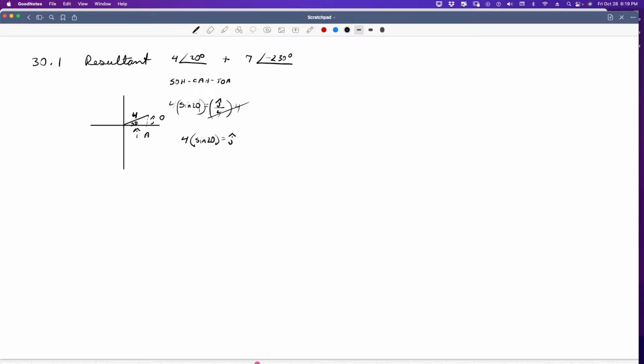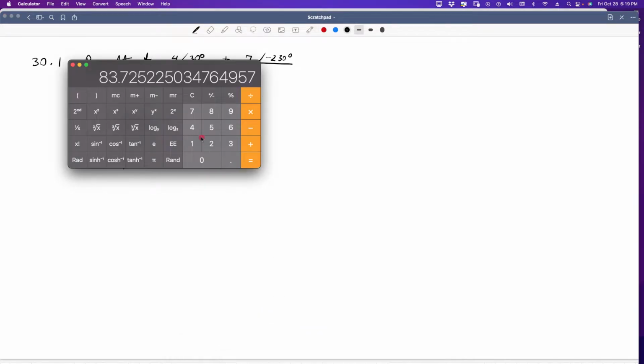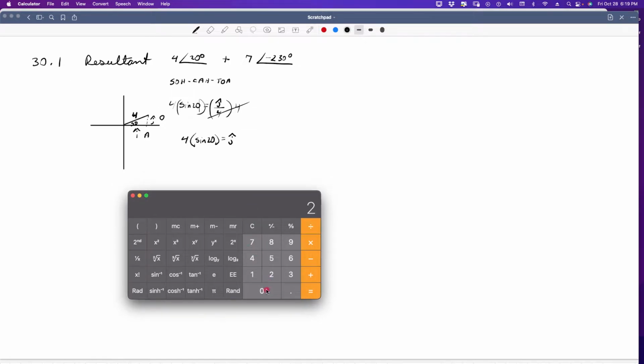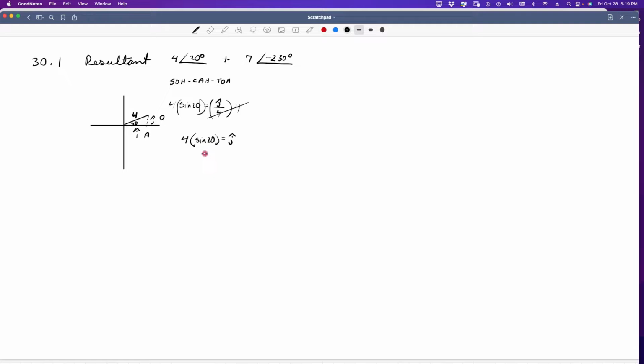So I just pull up my calculator and we do the 20 sine times 4, and that is 1.368, which rounds to 1.37. So 1.37 is our j coordinate.